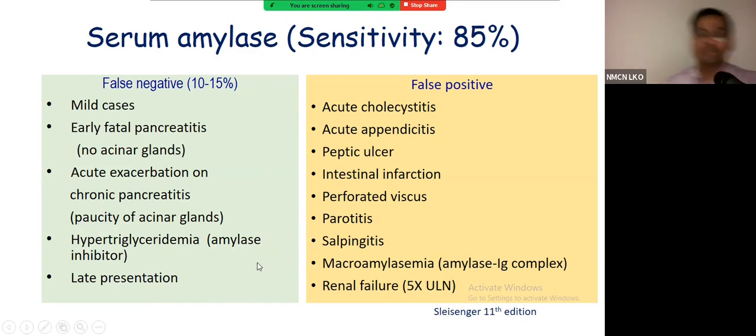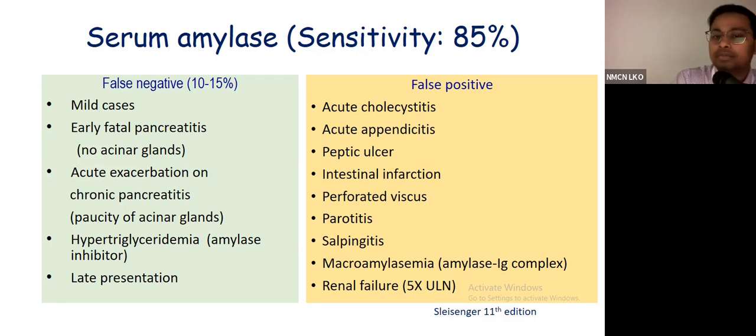Hypertriglyceridemia, which is usually a cause of recurrent acute pancreatitis or chronic pancreatitis, can interfere with the amylase assay. It is an amylase inhibitor. So in those scenarios, serum amylase will be low, so we have to depend on other modalities like clinical history and imaging. And in late presentation, like after 1 to 2 weeks, serum amylase will be normal.